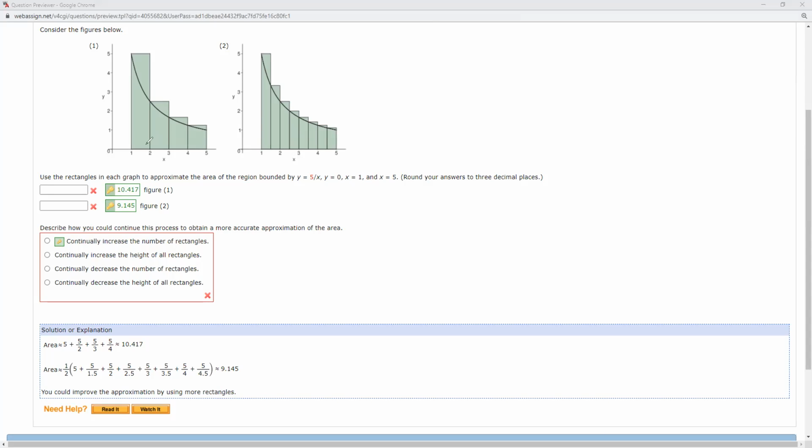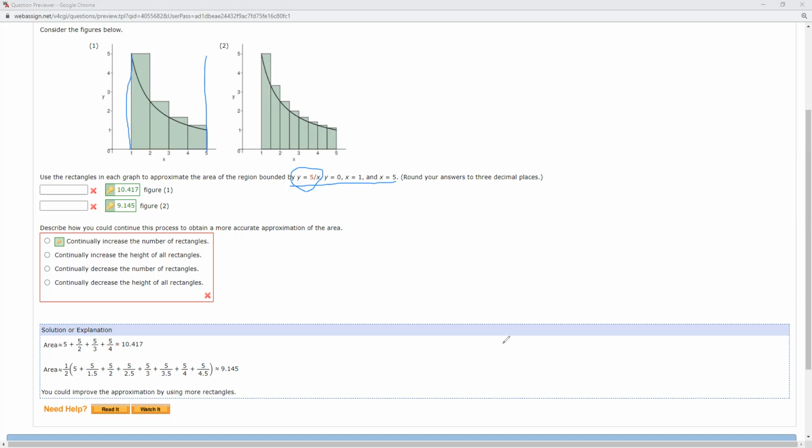X equal to 1 is this line here, straight up. X equal to 5 is this line here. So they're asking you, what is the area underneath the curve bounded between 1 and 5? That's what this is trying to say here. This curve right there is the black line. So the black line is bounding the area.